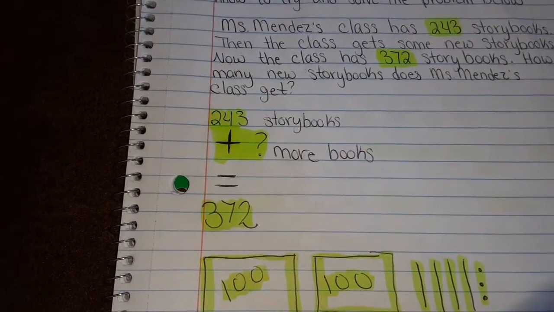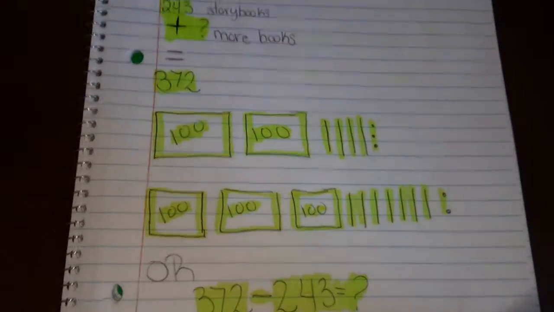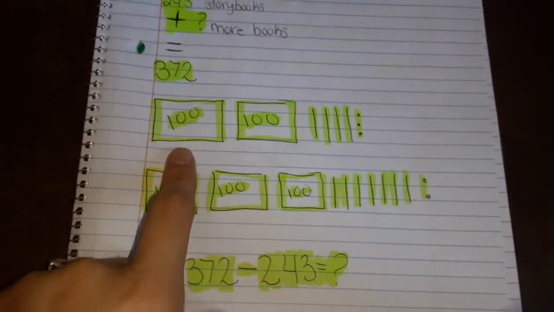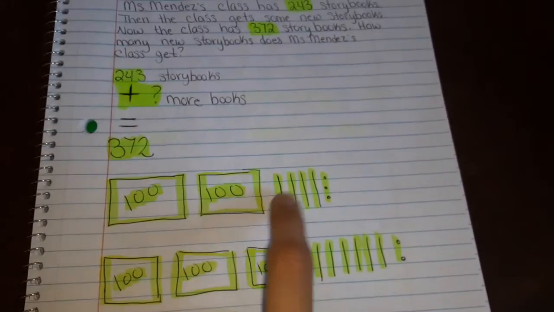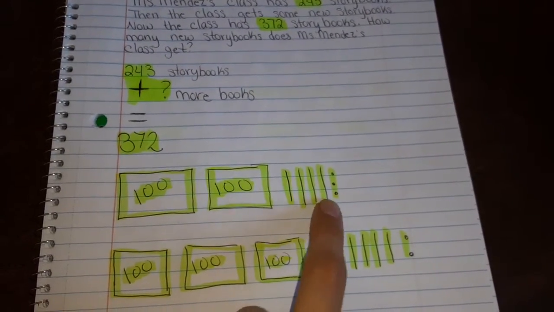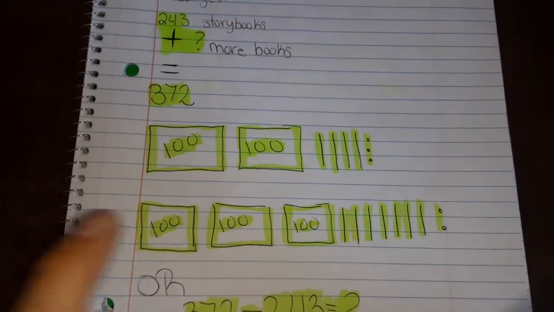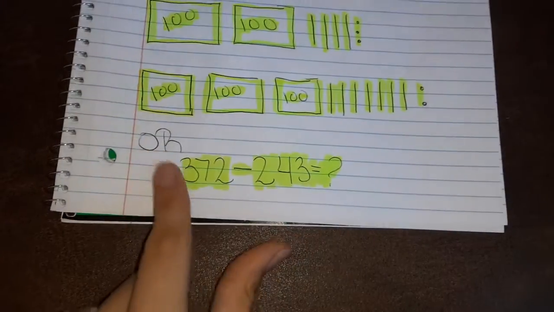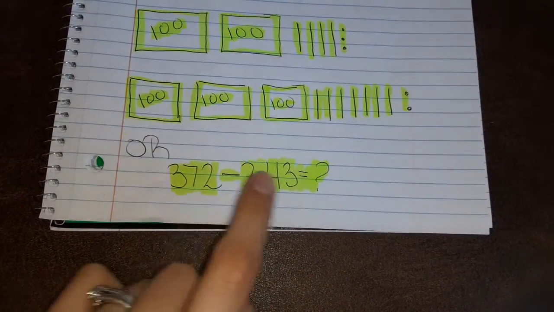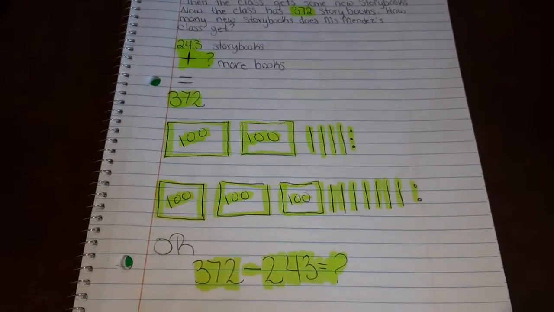243 storybooks plus blank more books equals 372. So, I drew some pictures. These are the hundreds boxes. 100, 200, and 10, 20, 30, 40, 3. So 243 plus blank equals 372, or 372 minus 243. These are some ways that you can solve this problem.